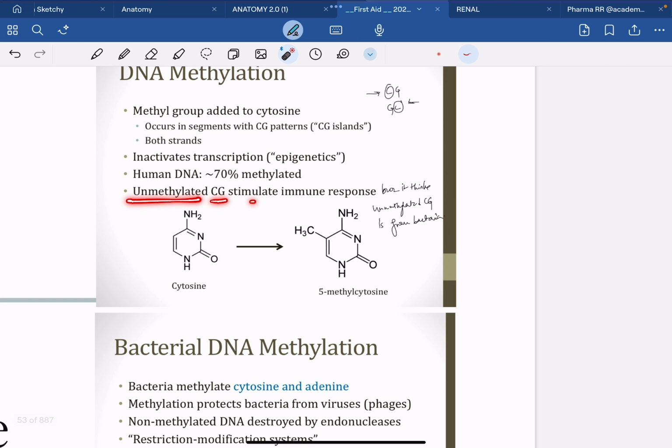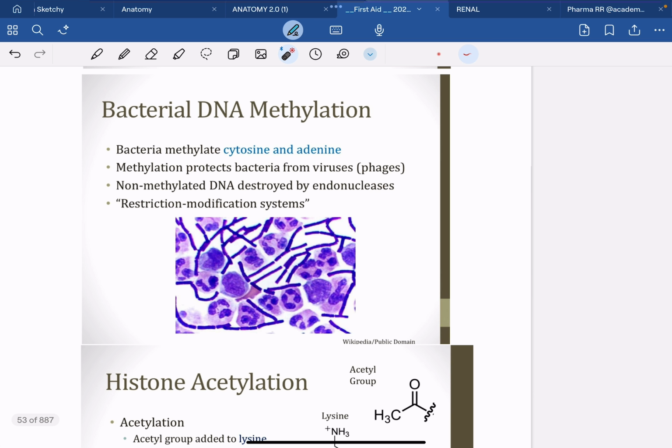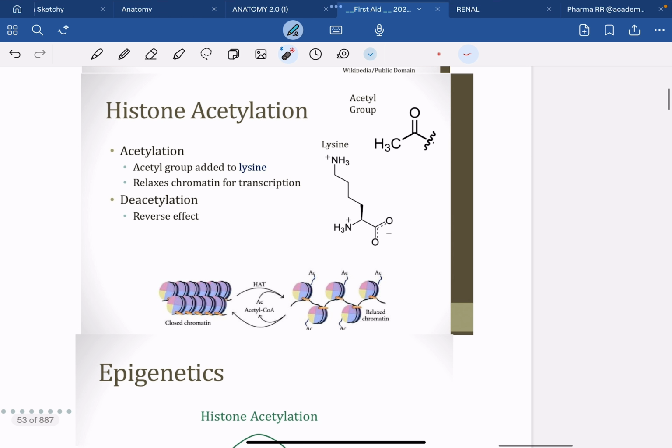Unmethylated promotes the immune response. Okay. Bacterial DNA methylation, where does it occur? At cytosine and the adenine. So methylation protects the bacteria from viruses and phages. Non-methylated DNA is destroyed by the endonucleases. Restriction modification system. Okay.